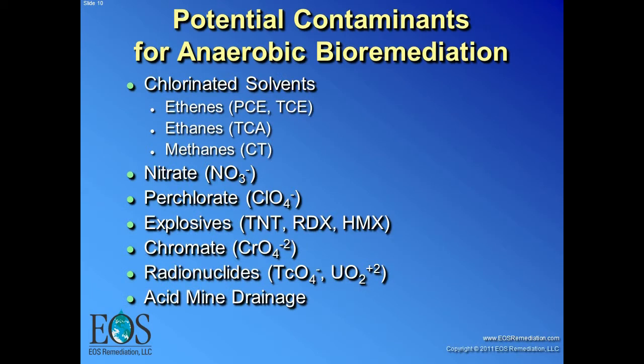What are some of the potential contaminants you can treat? I'm sure you're all aware: chlorinated solvents like ethenes, ethanes, methanes, nitrate, perchlorate, explosives like TNT and RDX. Those materials are actually being biodegraded. There is also the potential to immobilize certain contaminants like chromate or radionuclides like technetium or uranium. You're not actually degrading those, but you're converting them to a less soluble form. They stick to the sediment and they're not mobile anymore. And then finally, anaerobic acid mine drainage can be treated.